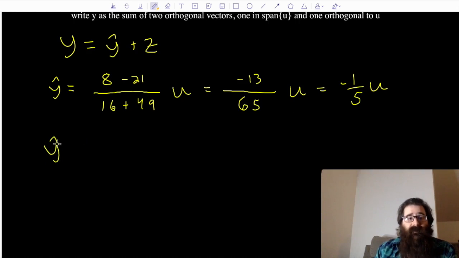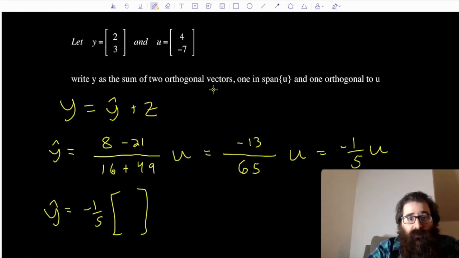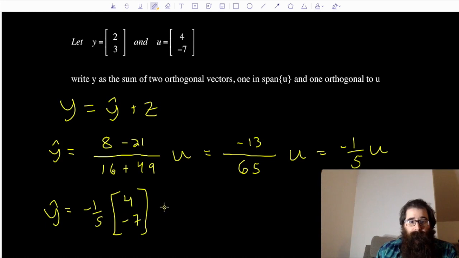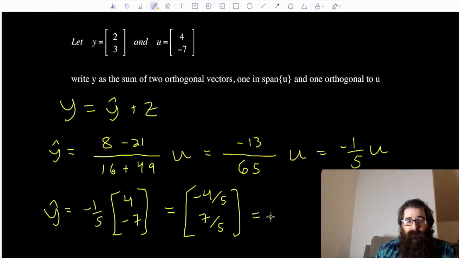And let's find this vector. So negative 1/5 times vector u. And what were the entries in vector u? That was 4 and negative 7. So as a vector, let me bring this in. It's going to have entries negative 4/5 and then positive 7/5. And this is my projection vector. So that's one of the pieces that I need.